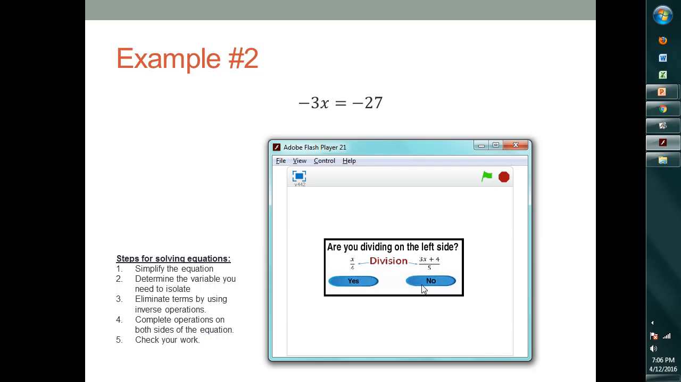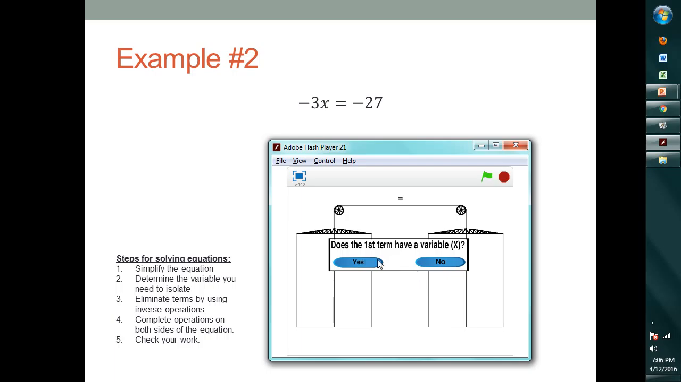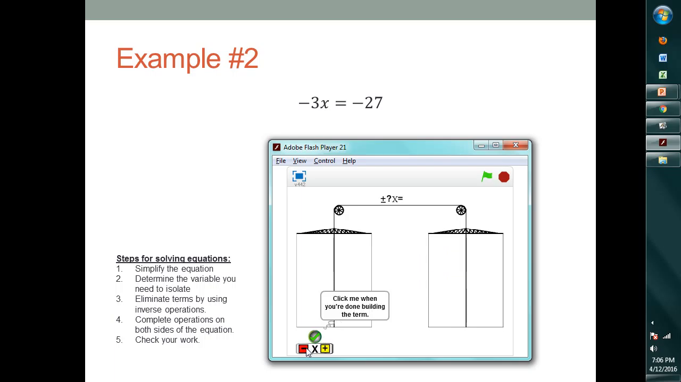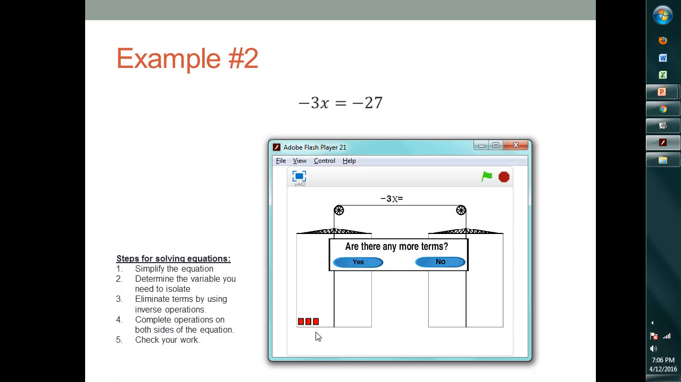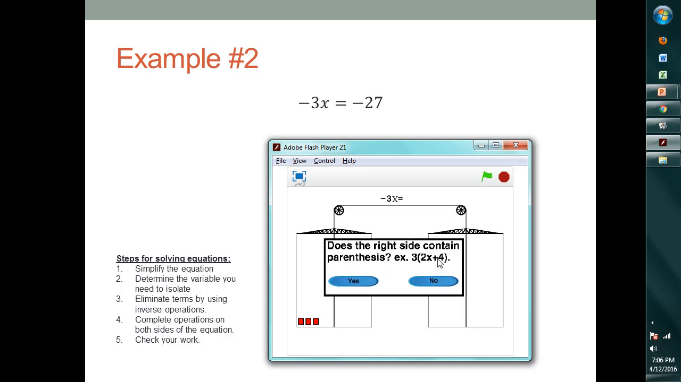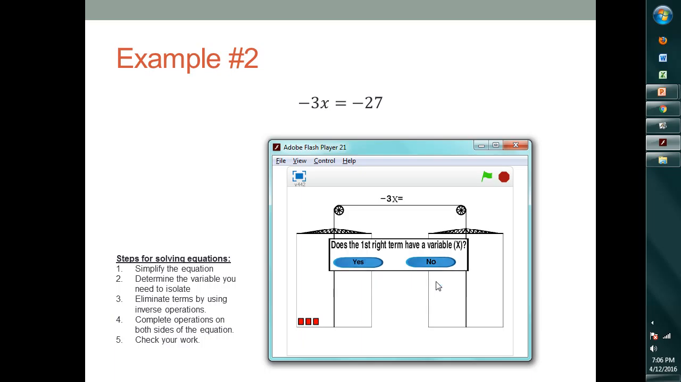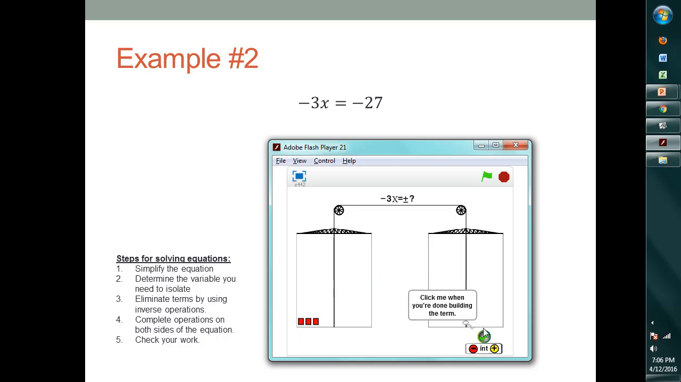No parentheses, no division. Yes, I have a variable in my first term, negative 3x, shown by 3 rectangles there. No more terms on the left, no parentheses, no division on the right, no variable. I go through and put 27 negatives on my right side. No more terms after that.